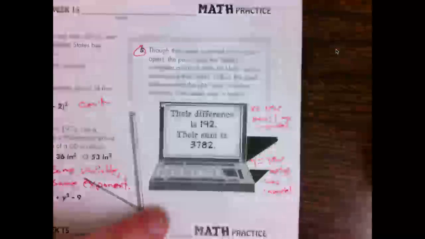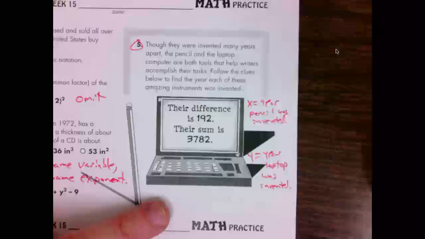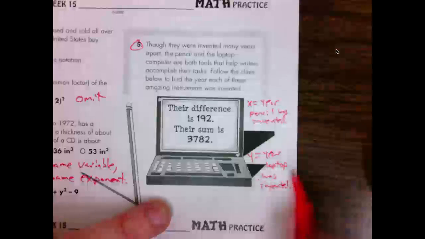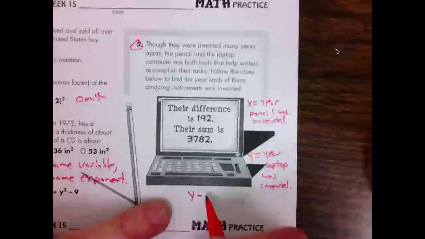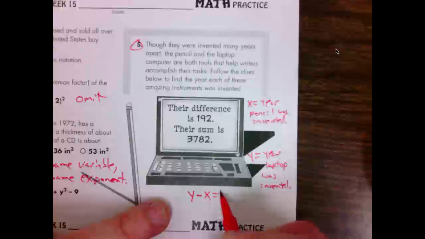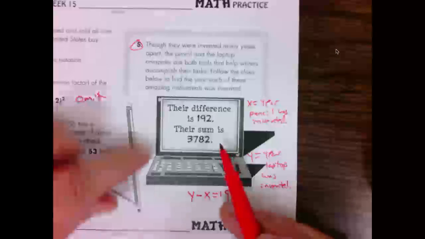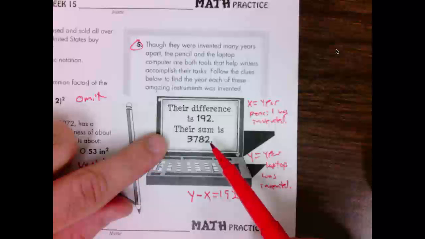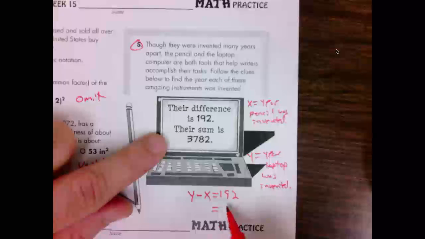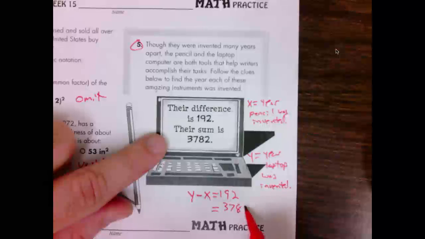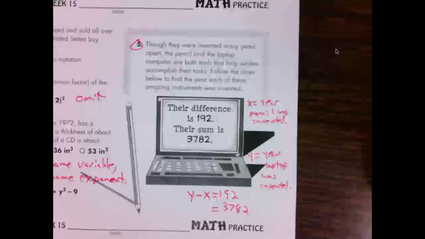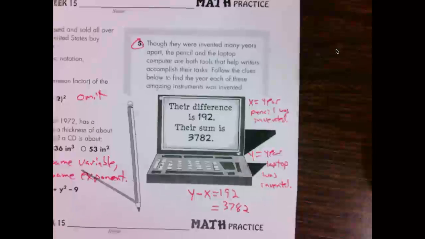Their difference is 192. Well, the laptop is clearly invented after the pencil, so it's the bigger one. I will say y minus x equals 192. I'm going to leave this equation for you. Their sum is 3,782. I think you can figure out what this needs to look like. Something will be 3,782. Then see if you can solve that system. Okay.